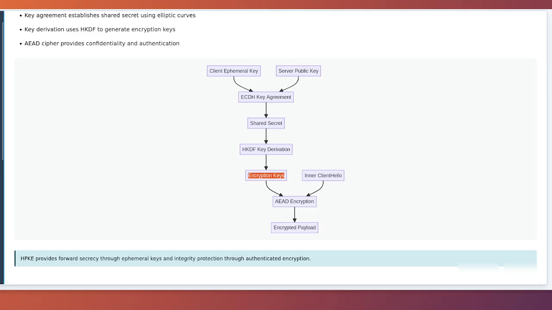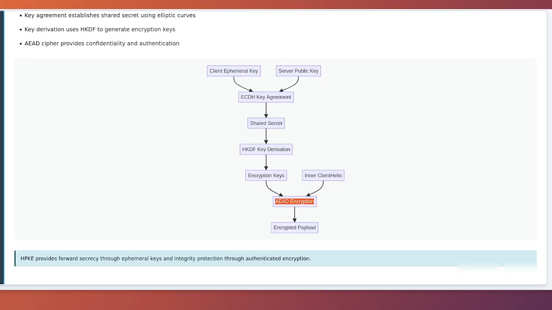The authenticated encryption phase uses an AEAD cipher. AEAD stands for Authenticated Encryption with Associated Data. This cipher is used to encrypt the ClientHello content. Common AEAD choices include AES-GCM or ChaCha20-Poly1305.